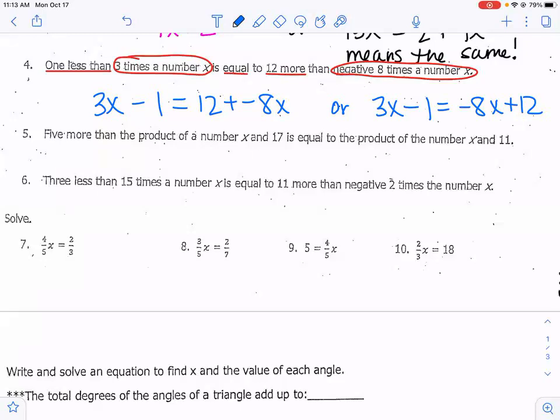One minus 3x does not mean the same thing. And that's why I wanted to go over that. One less than, that's one of the ones we have to write backwards. Okay.